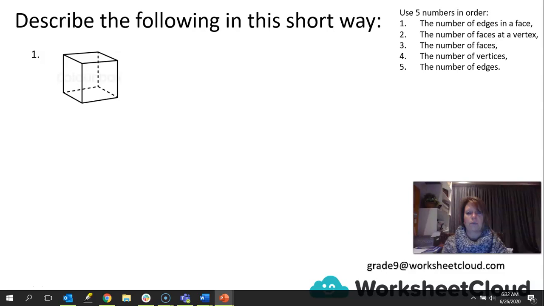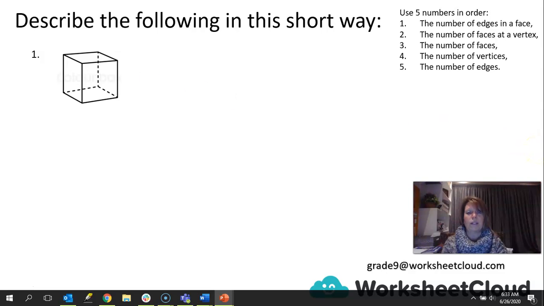Let's look at that shape. First of all, we're going to look at the number of edges in one face, and we can tell that the number of edges in one face is 4. So our first number will be 4. Then we look at the number of faces at a vertex. So here's a vertex, there's that face, that face, that face, meeting at that vertex, so that will be 3. So far we've got 4 and 3.